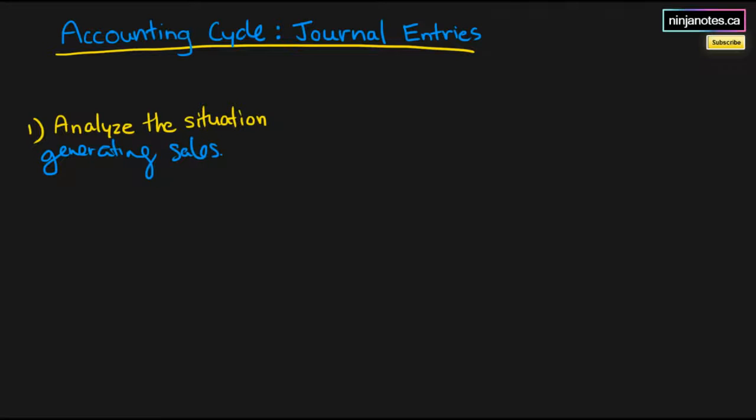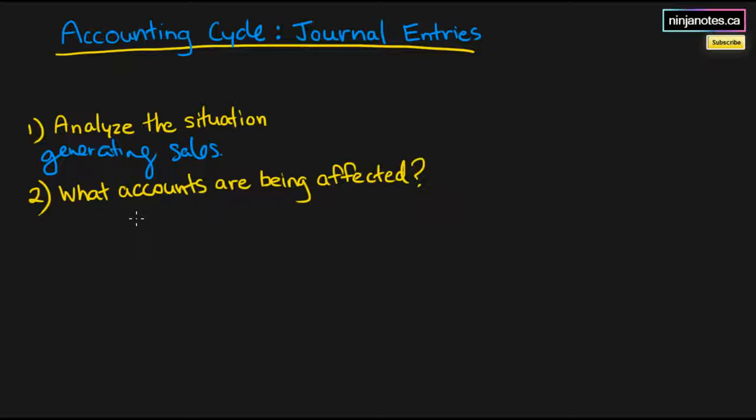And now the second part is we're going to look at the accounts which are being affected. So let's pretend that this is actually going to be a sale on credit. So we're going to be having accounts receivable because we're going to be collecting money, or cash I should say, in the future, and we're also going to be generating sales revenue because accounts receivable is an asset, and an inflow of an asset is called revenue.